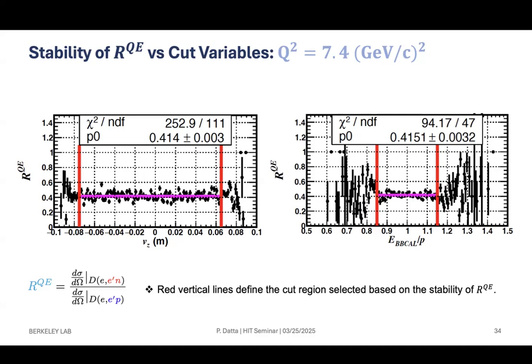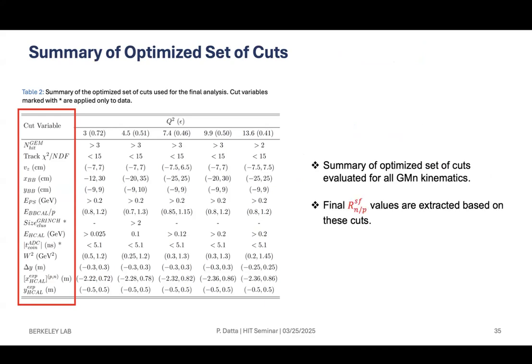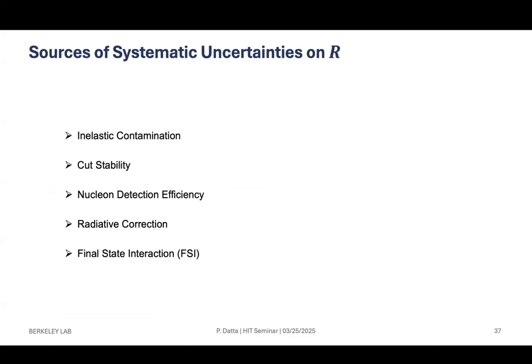But we have done it for all the cuts, right? And this is a summary. Sorry for the busy table here, it's not to overwhelm you with information, but I wanted to show that we have done this rigorous cut optimization study for all the different cuts that we use and for all different Q squares, right? And only after that we do our final extraction of RNPSF. So now, before getting to preliminary results, the only step is to talk a little about the systematic uncertainties.